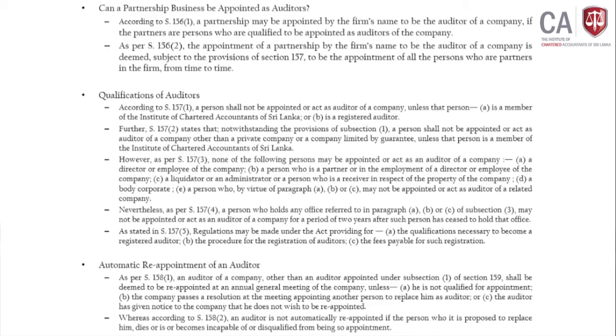So the auditor is not automatically reappointed if the person who is proposed to replace him dies or becomes incapable or disqualified from being so appointed. In that case, if the subsequent auditor has fallen into such a situation, the existing auditor will not be reappointed automatically, but has to be proposed and seconded, as I mentioned earlier. Only then can the same existing auditor take office for the next year.